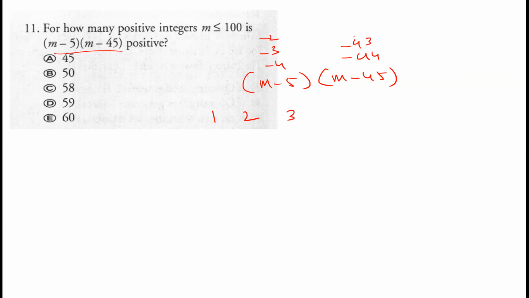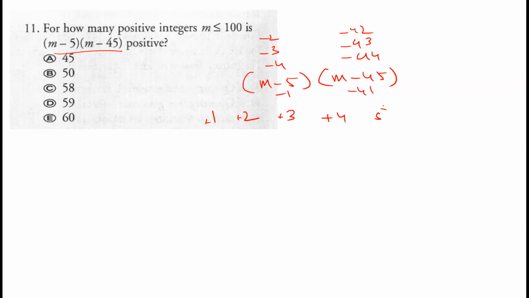3 minus 5 is minus 2, and 3 minus 45 equals minus 42. So minus 2 times minus 42 is again a positive number. If it is 4, then 4 minus 5 is minus 1, and 4 minus 45 equals minus 41. Again, it is going to give you a positive number.